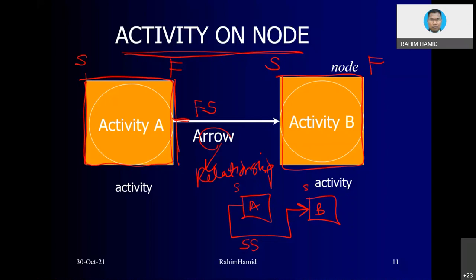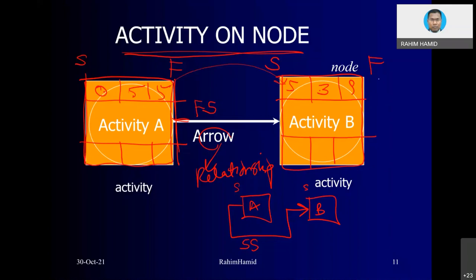For example, let's say activity A requires 5 days and activity B 3 days. How do we do the calculation? We start with 0. 0 plus 5 equals 5. So activity A will be completed at the end of day five. And then this five will be transferred into this box. 5 plus 3 equals 8. So this is what we call the project completion date, on the 8th day.